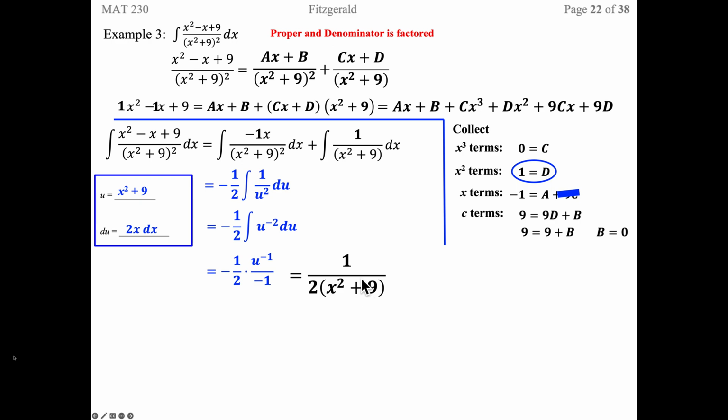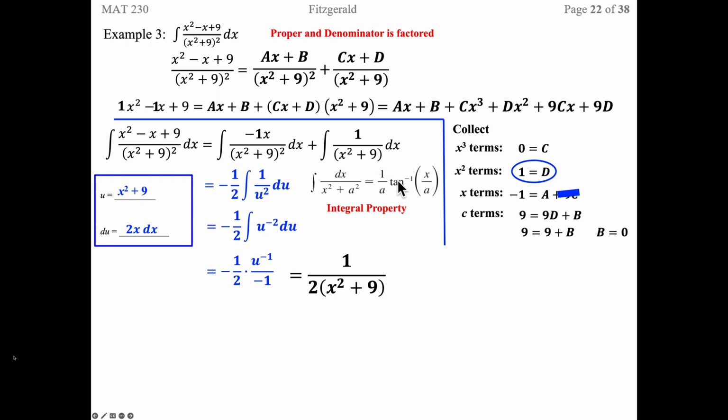So that's the first integral. This integral, well, that's in that form 1 over x squared plus a squared, which is going to be 1 over a multiplied by the inverse tangent of x over a. So here a is going to be 3.